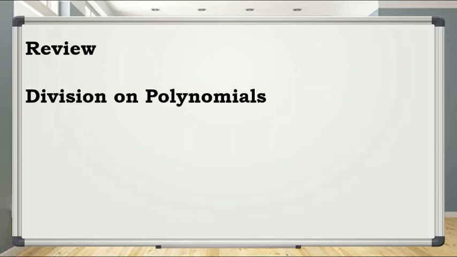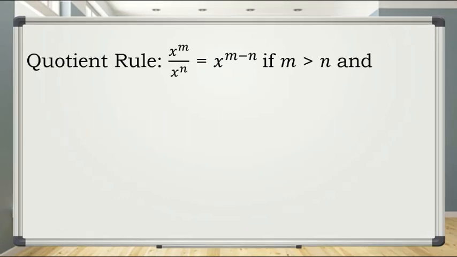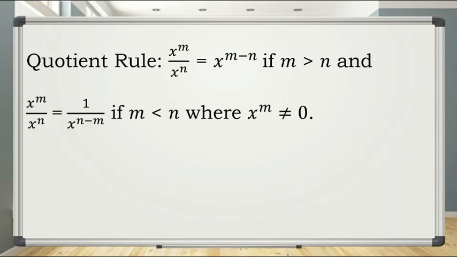Next is the division on polynomials. Law of exponents will be also used. Now let us move on to quotient rule. If the exponent in the numerator is greater than the exponent in the denominator, isusubtract lamang po iyon. So we have x raised to m minus n. At sa isa pang rule, kapag ang exponent ng numerator ay mas mababa kaysa sa exponent ng denominator, it is equal to 1 over x raised to n minus m.